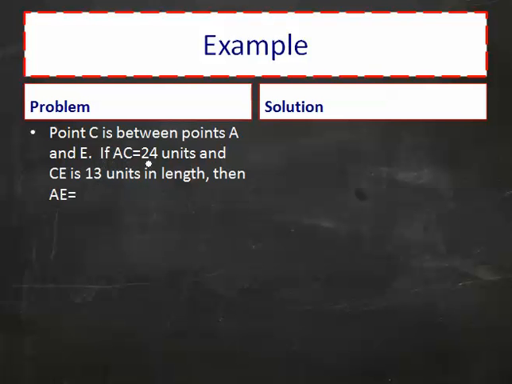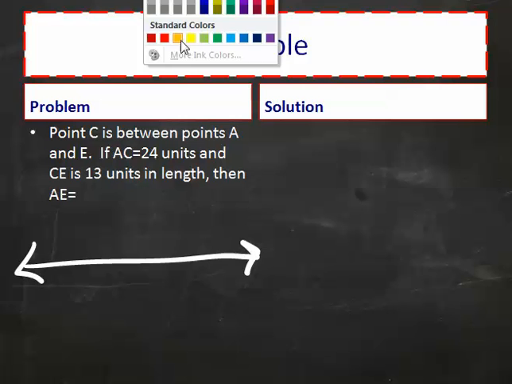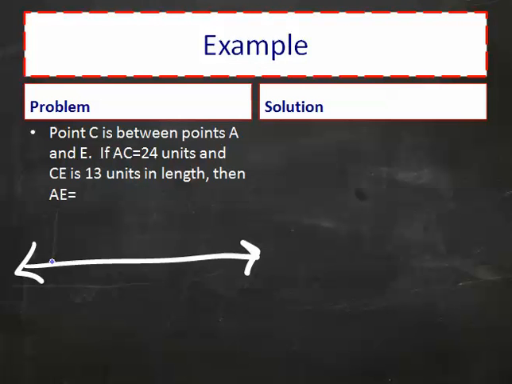If AC is 24 units and CE is 13 units, then what is AE? Okay, so first we're given some information. Point C is between A and E. So first thing you need to do is draw a picture. That would help you out super tons. So I'm going to say, on the outside is A and E, and then on the inside is C.